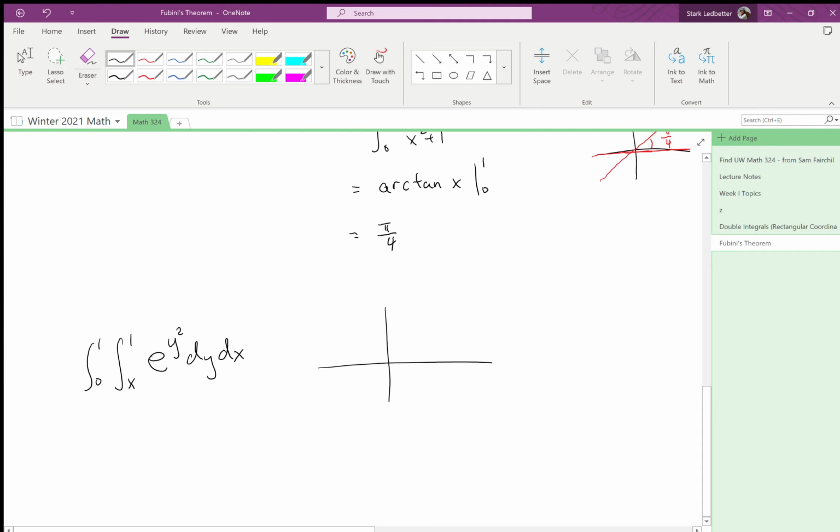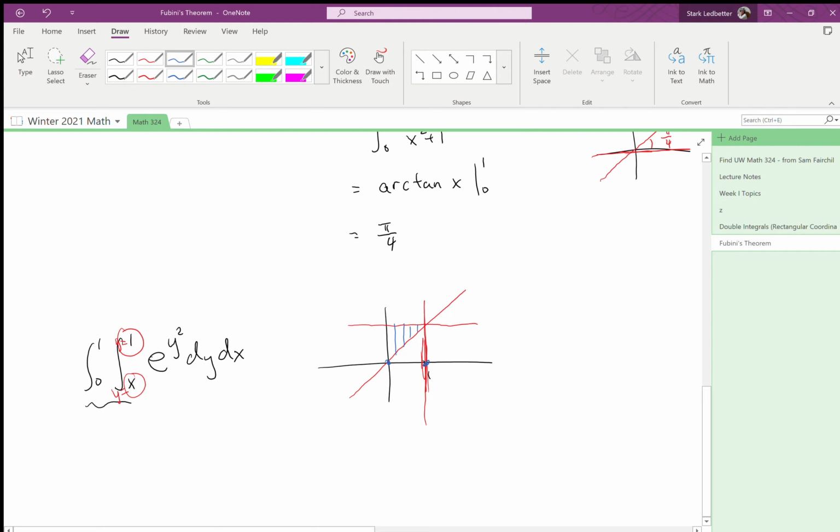So let's see. Always draw a picture of the region, especially if it's not a rectangle. So x is going from 0 to 1. So if I put 1 there, x is going up to here. Pretend that goes through 1. And then y is going, so these are actually curves. This is the curve y equals 1. This is the curve y equals x. So I've got to draw y equals x and y equals 1. And then what's the region? As x goes from 0 to 1, y goes from x up to 1. Make sure you shade in the right part.